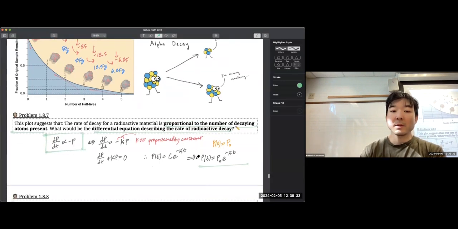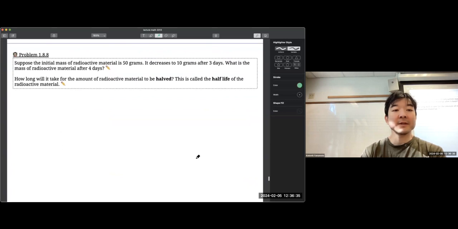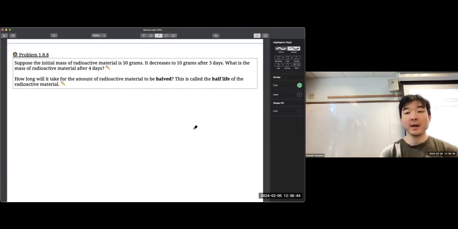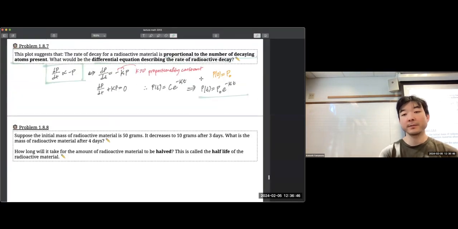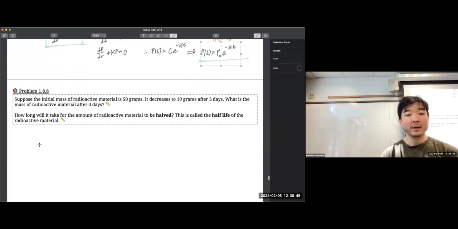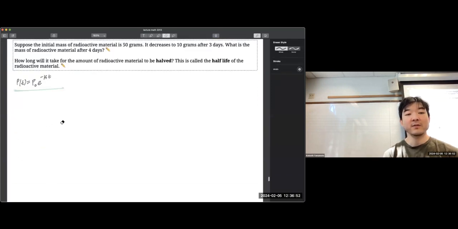So let's do one problem. Suppose you have an initial mass of radioactive material that's 50 grams. It decreases to 10 grams after 3 days. What's the mass of radioactive material after 4 days? You're still going to use this model, but you're just going to plug in information to find different things.